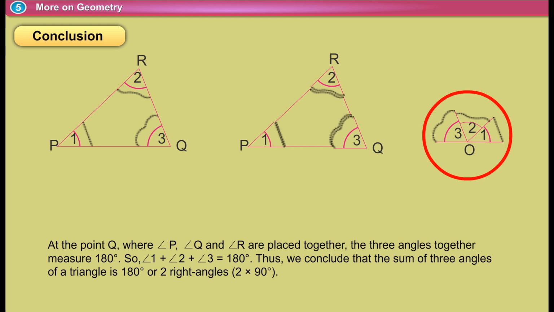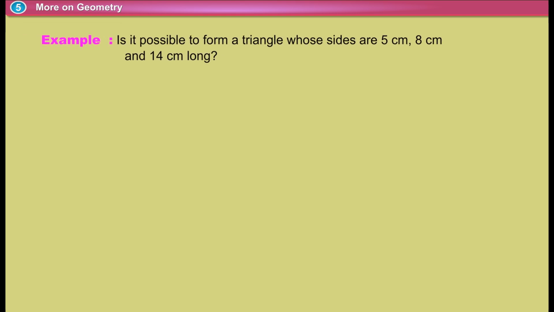Thus, we conclude that the sum of three angles of a triangle is 180 degrees or 2 right angles, 2 by 90 degrees.